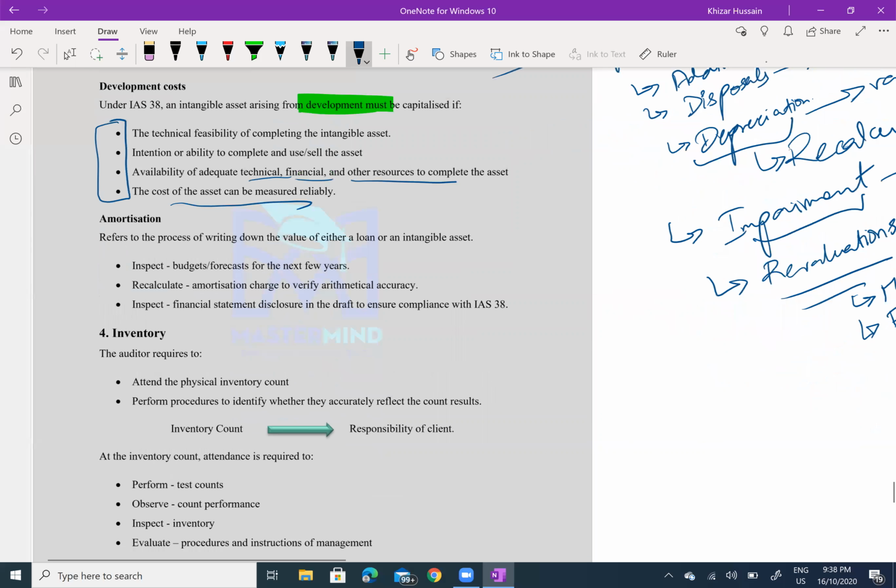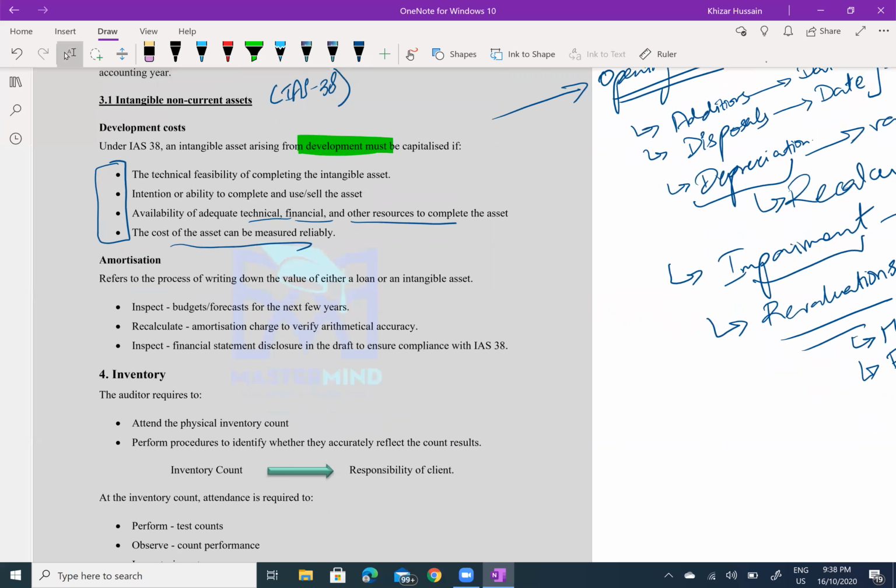Now, as for the amortization, it's the same as depreciation. You recalculate it, you inspect the forecast and the budget so that you can verify how long the asset will last, right? And you inspect whether the rates and the depreciation expense have been adequately disclosed in the financial statements or not. All right.